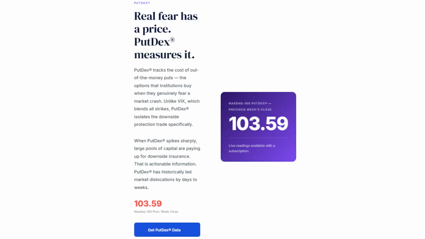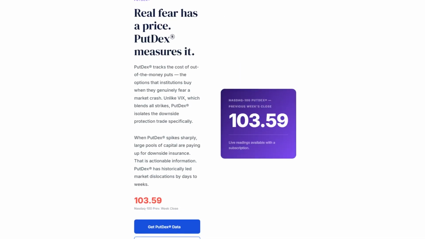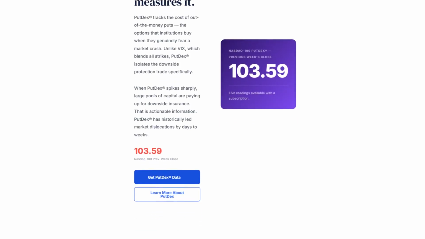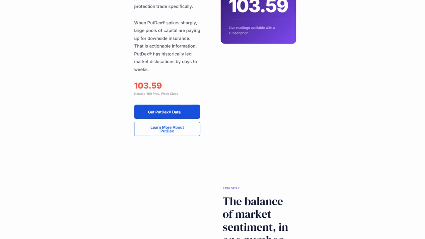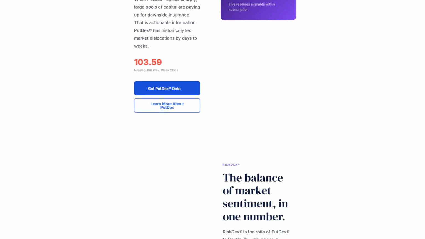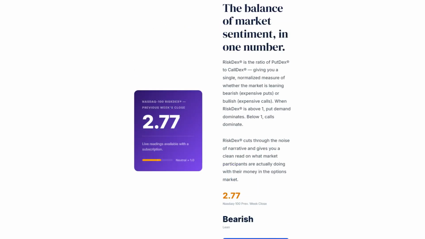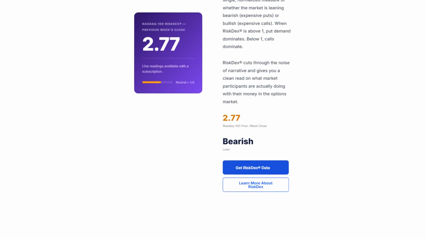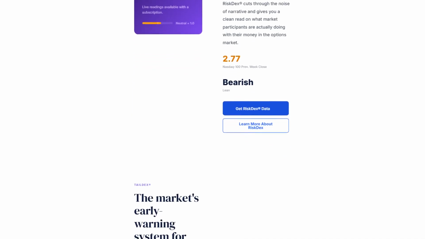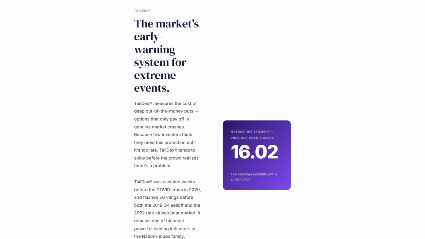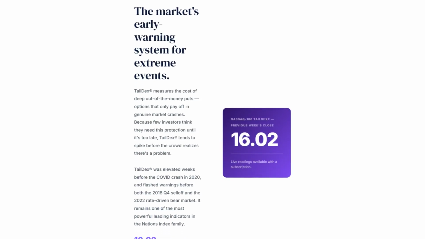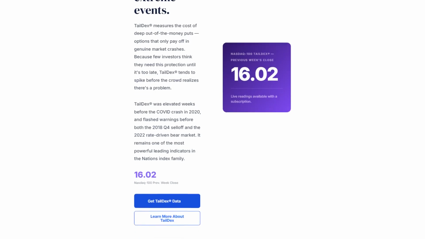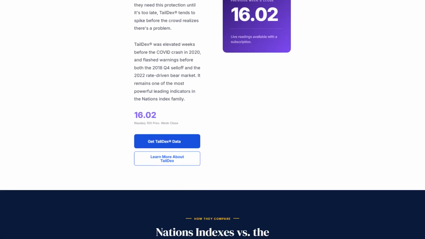When traders reach for upside, TailDex rises. PutDex does the same for the downside. It tracks the cost of the puts institutions buy when they genuinely fear a decline. RiskDex, which measures the steepness of the volatility skew, is the ratio of PutDex to CallDex, one number for the balance between fear and greed. And TailDex prices deep out-of-the-money puts, the cost of insuring against a true tail event.